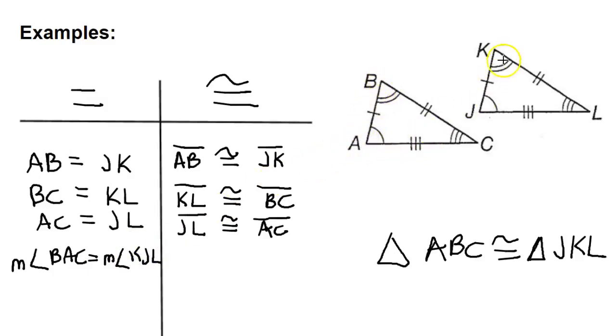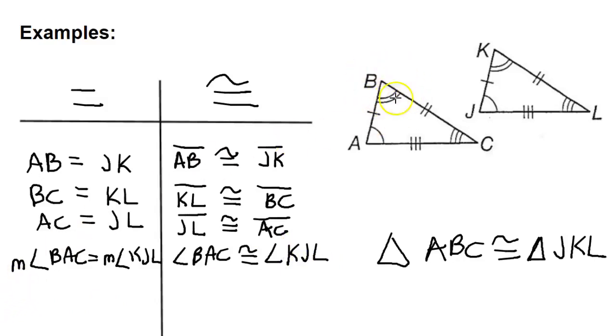Now if I'm looking for congruent, I'd simply say that angle BAC is congruent to angle KJL.